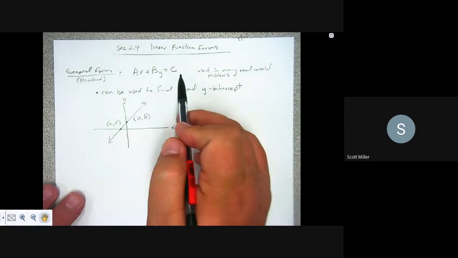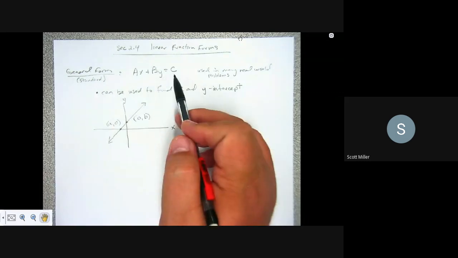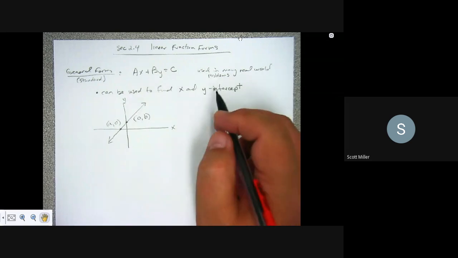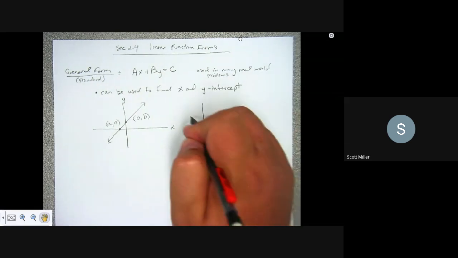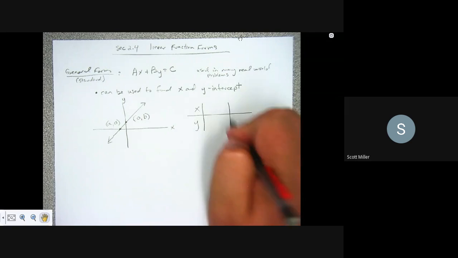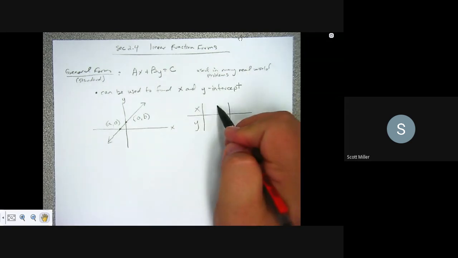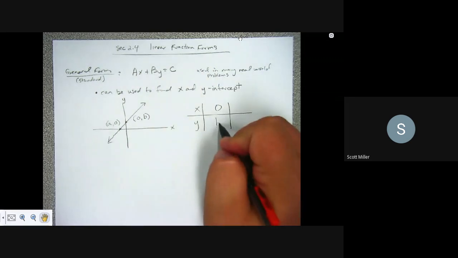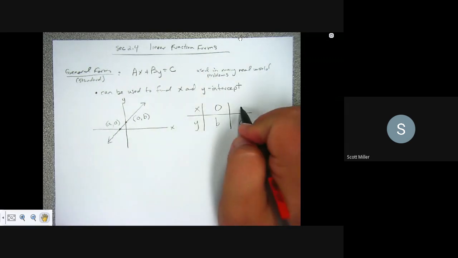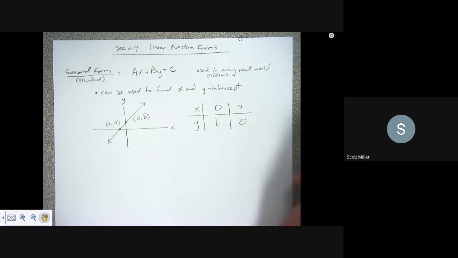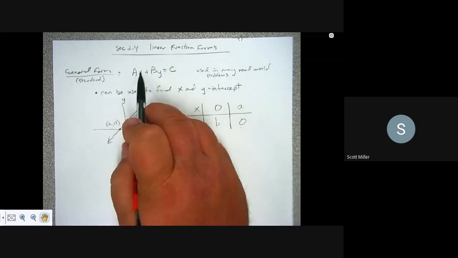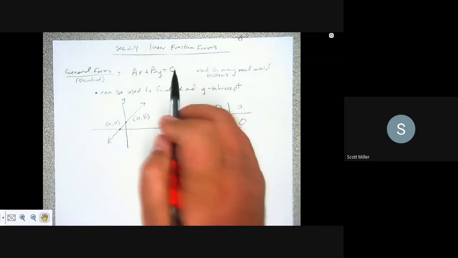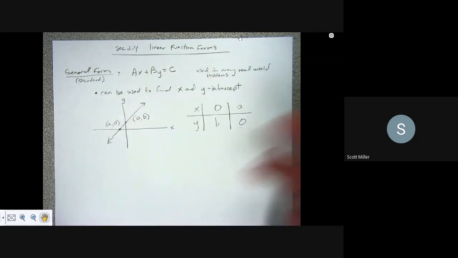This format right here, if I have it, I can find the x and y-intercept fairly easily by simply making a table for x and y. If you plug in 0 for x, I will get the y-intercept. And if I plug in 0 for y, I will get the x-intercept when I solve that. So you just make a table. That's kind of how it works.